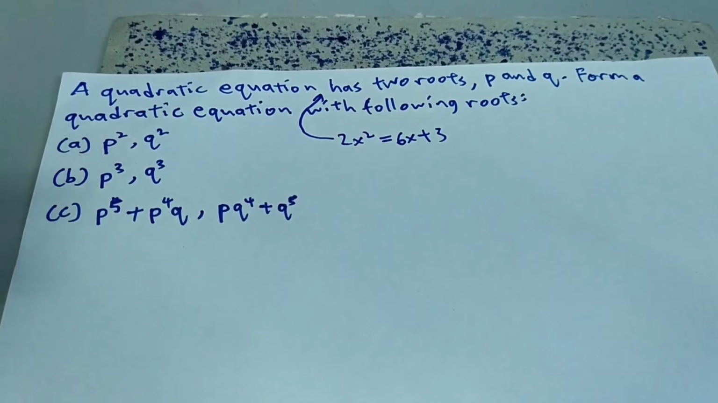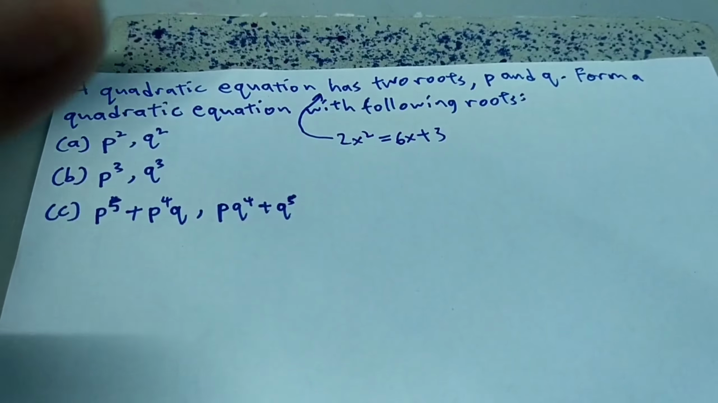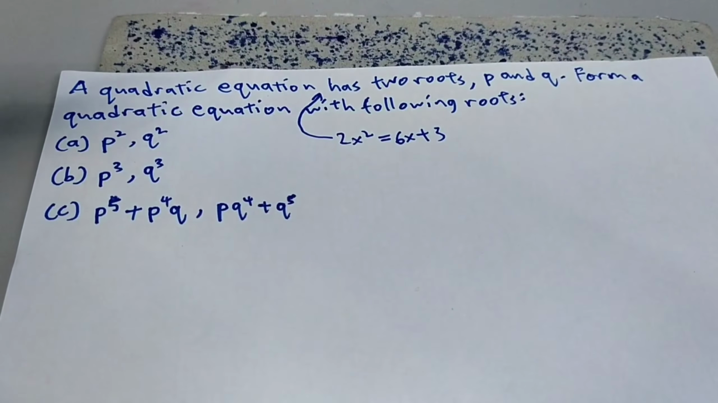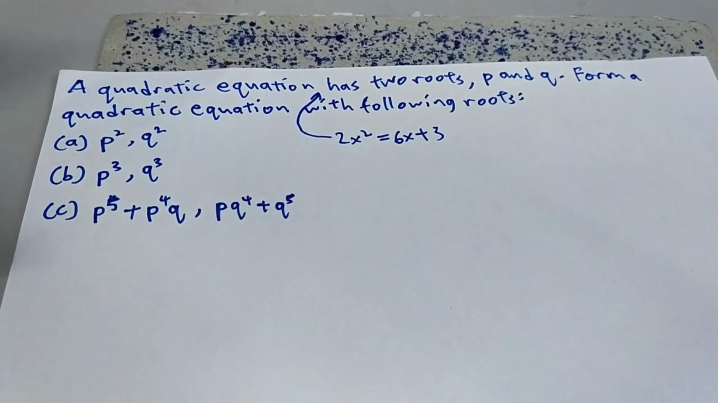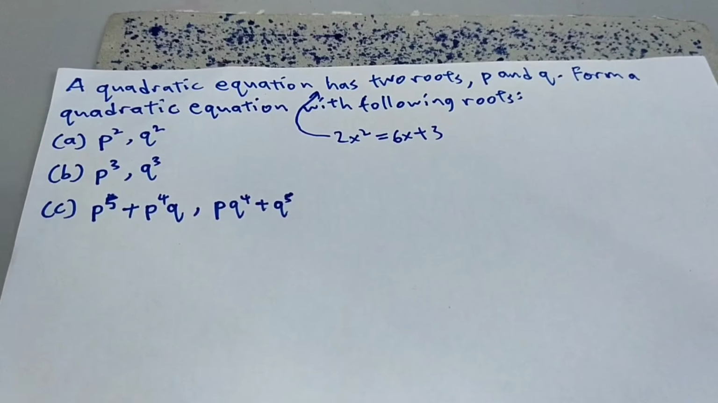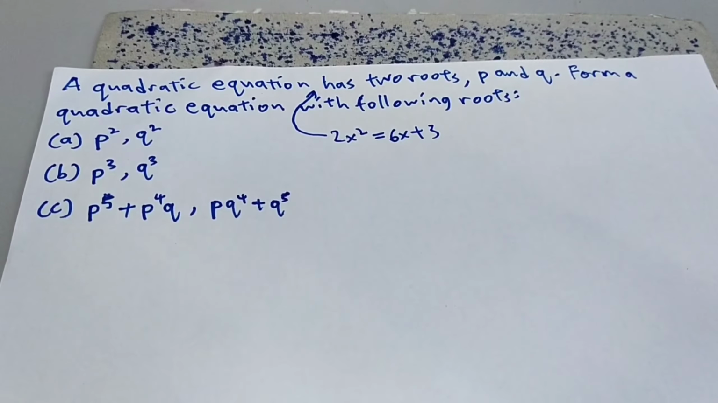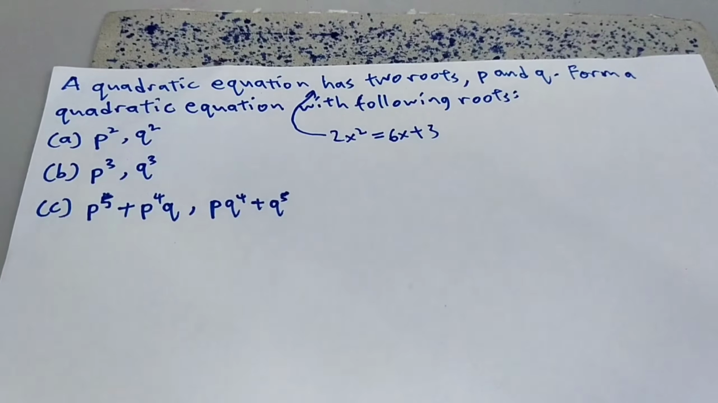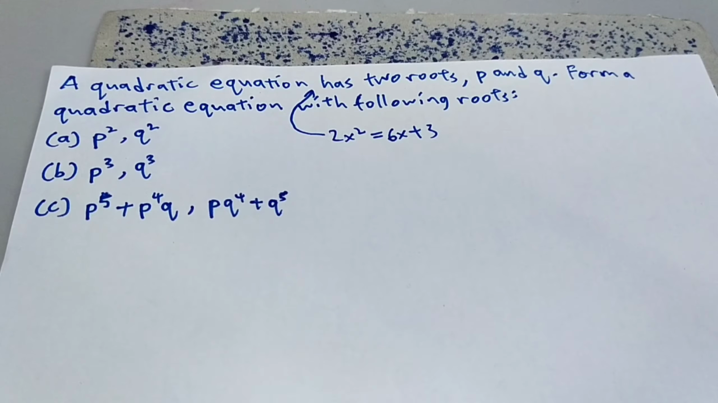A quadratic equation 2x squared minus 6x plus 3 has two roots p and q, and your job is to form a quadratic equation with the following roots. Question number 1, p squared and q squared. Question number 2, p cubed and q cubed. And question number 3, p to the power of 5 plus p to the power of 4 times q, and p times q to the power of 4 plus q to the power of 5. And as always, if you are interested in this question, pause the video and try it for yourself.